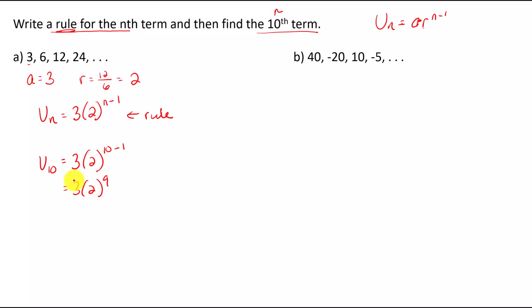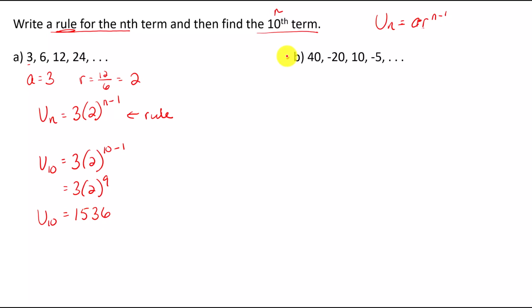You could type this whole thing either here or here into your calculator if you're very careful and you use the parentheses where I've put them, or you can break it down, but remember we have to deal with the exponent before we can multiply. So we would have to say 2 to the 9th power times 3, and that's going to give you 1,536, and that's my 10th term. So u sub n is 1,536. Okay?